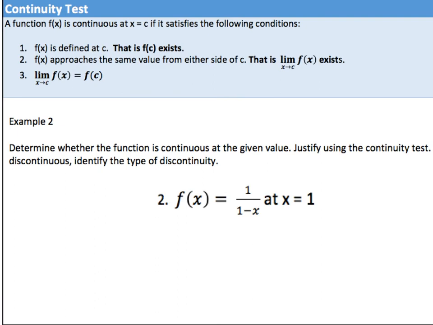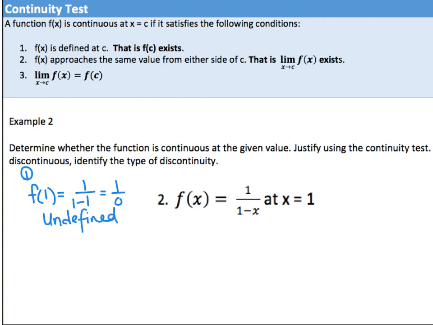So I have another example here where we're trying to see if it's continuous, and then we're going to identify the type of discontinuity if it is discontinuous. I start, again, my continuity test is listed at the top of the screen. I'm checking f of 1. When I plug this in, I have 1 over 1 minus 1, which is 1 divided by 0, which we know is undefined. Can't do this in math.